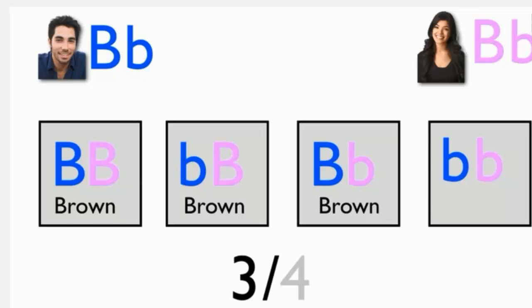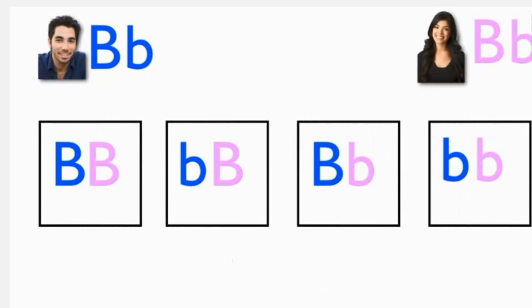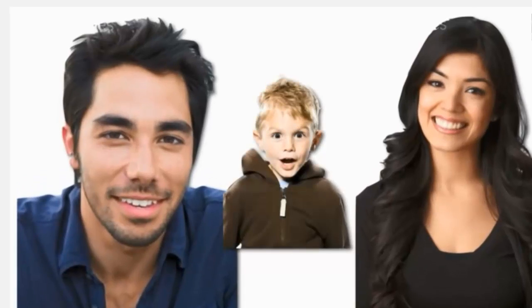So these two parents reproduce. 75% of the time, they would have a baby with brown hair. But of the 1, 2, 3, 4 genes that the baby could inherit, only 1 out of the 4 would inherit blonde hair. So these two parents reproduce. 25% of the time, they would have a baby with blonde hair. So it's no mistake. Two brown-haired parents could have a baby with blonde hair.